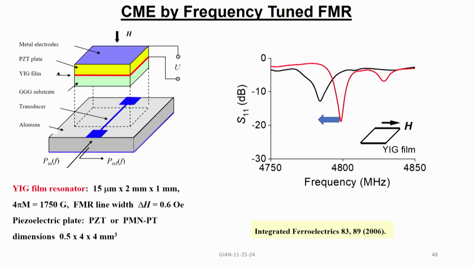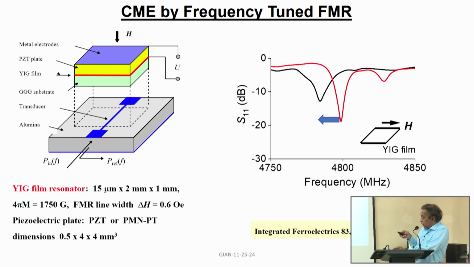So this is the other method where you can measure the converse magnetoelectric effect by frequency scanning of the FMR. So this one here is what we call a strip line microwave structure. It has a single metallic pattern.